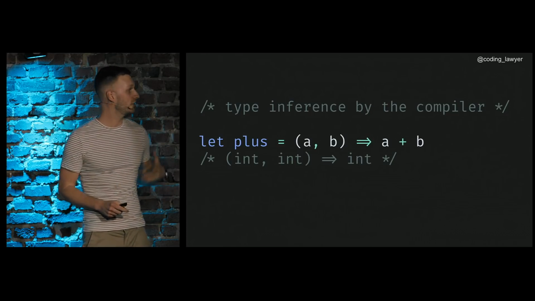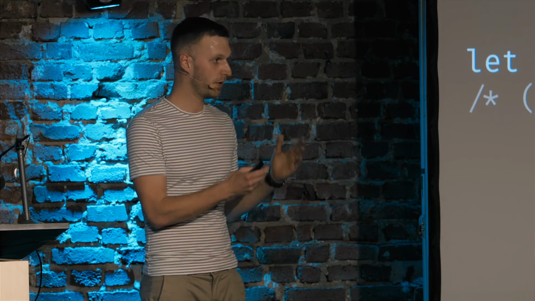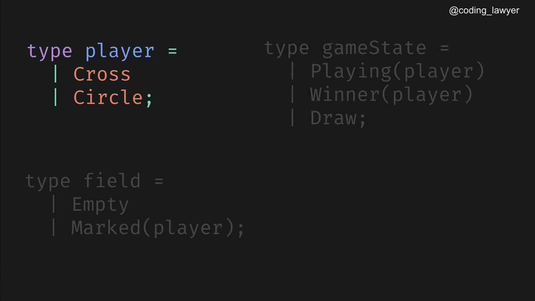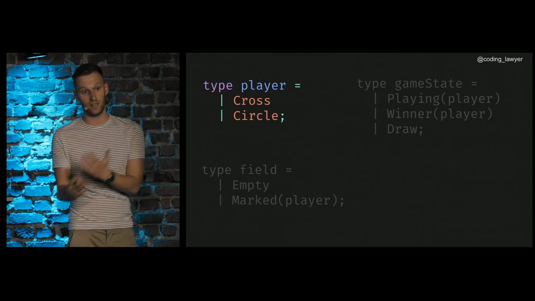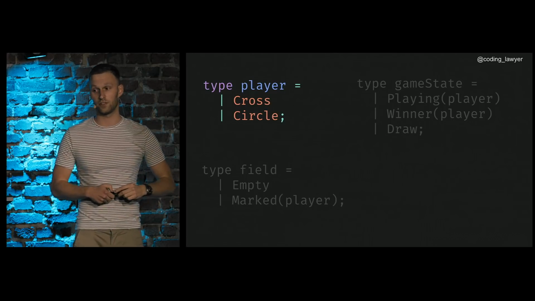Now let's take advantage of types in our tic-tac-toe app. Writing types will also force you to think in advance about your application. For example, we have a tic-tac-toe game, and in the tic-tac-toe game we have two players, cross and circle. So we can define type player and say it will be cross or circle. Now, this is called a variant or variant type, and you can think of them as enums. They are enumerable sets of values. That means that player can be only cross or circle, but nothing else. It can't be a string, it can't be a number, it will always be one of these two constructors.